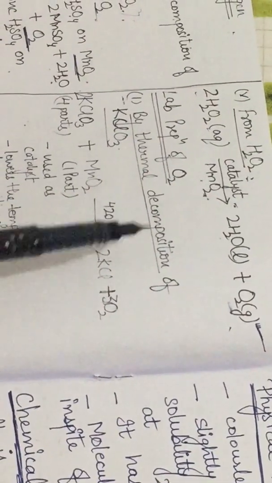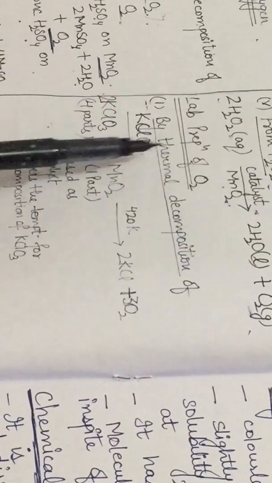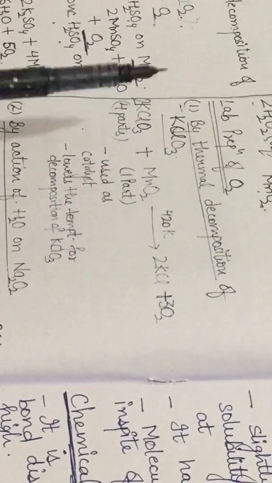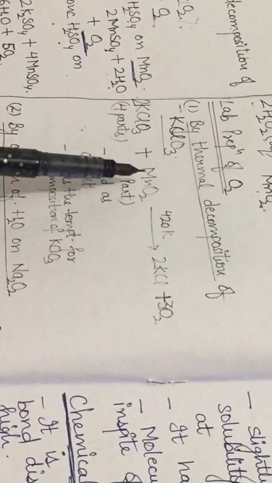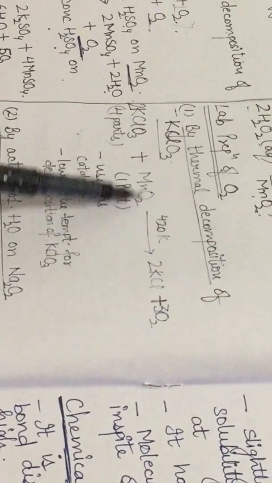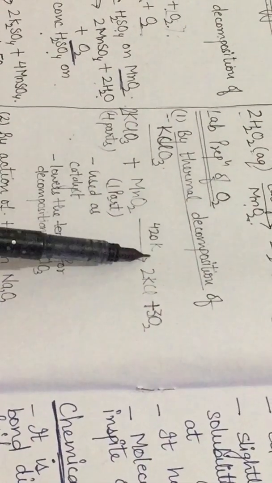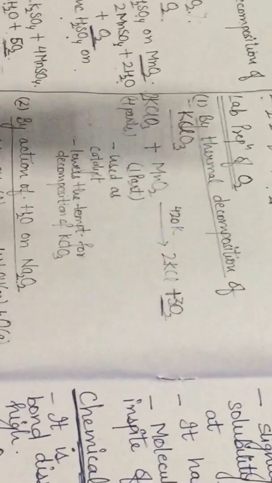Now the laboratory methods of preparation of oxygen. The first method is by the thermal decomposition of potassium chlorate. When potassium chlorate, 4 parts, is mixed with manganese dioxide, 1 part, and heated to 420 Kelvin, it will produce potassium chloride and dioxygen.